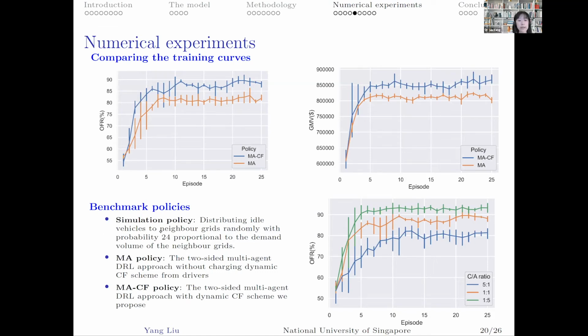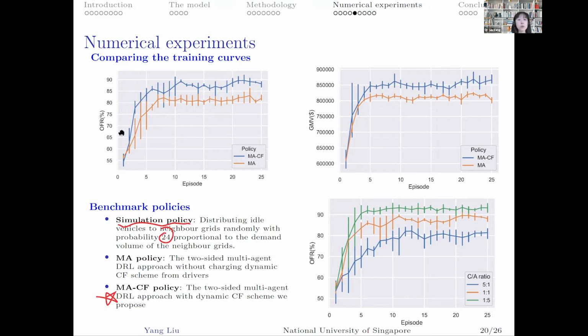And to benchmark, to showcase the performance of our policy, we actually benchmark with a simulation policy. Okay, so in the simulation policy, we just simply distribute the vehicles to the neighbor grids randomly with a probability proportional to the demand volume of the neighborhood grid. And then we also benchmark with the MA policy, where we still make the optimal AV dispatching decision without charging the dynamic commission fee. And then this is our policy, where both the AV's relocation decision and the commission fee are optimized.